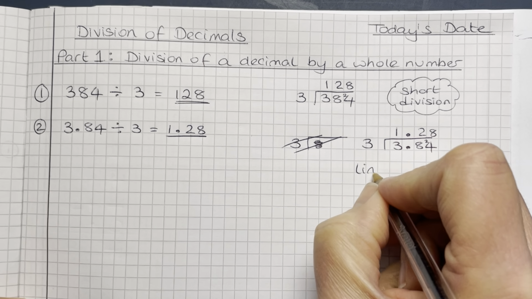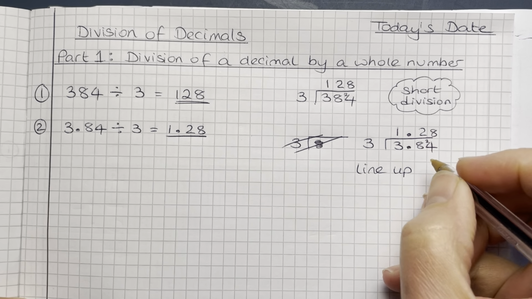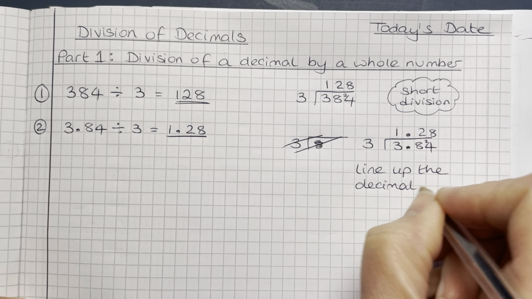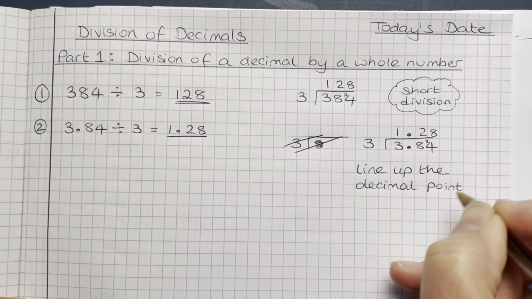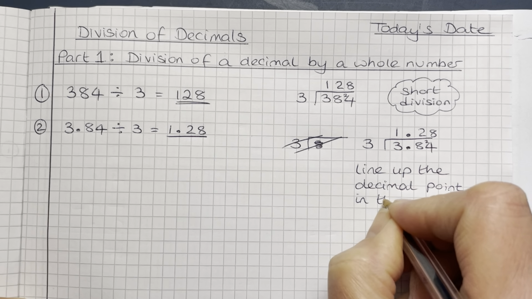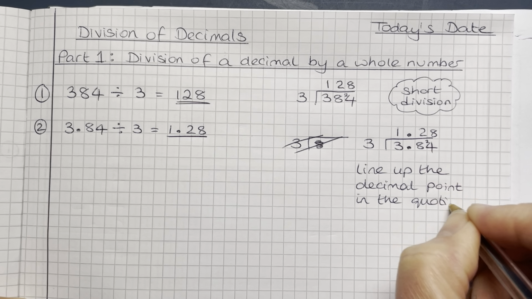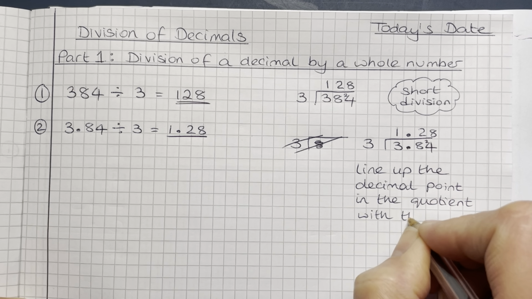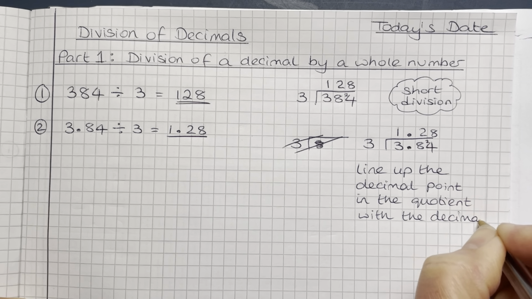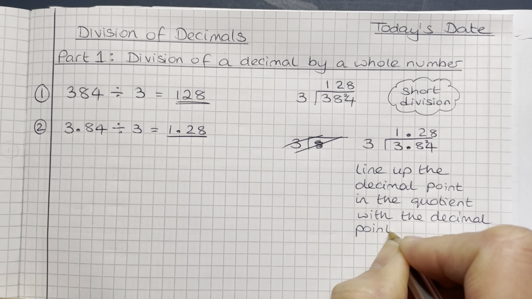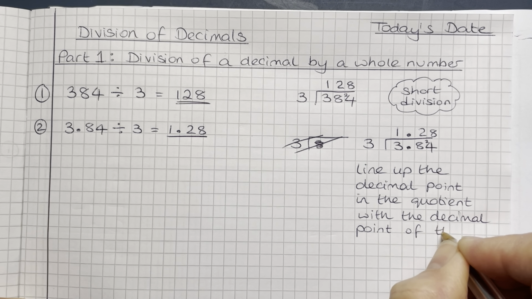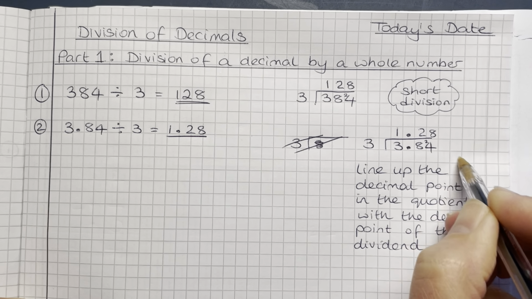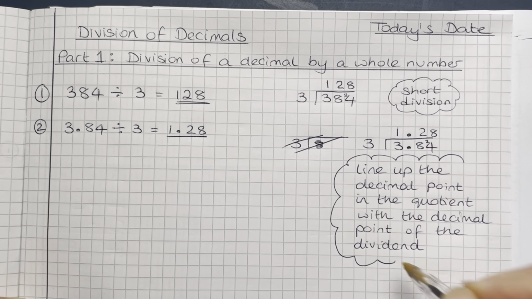So we're going to line up the decimal point in the quotient with the decimal point of the dividend.